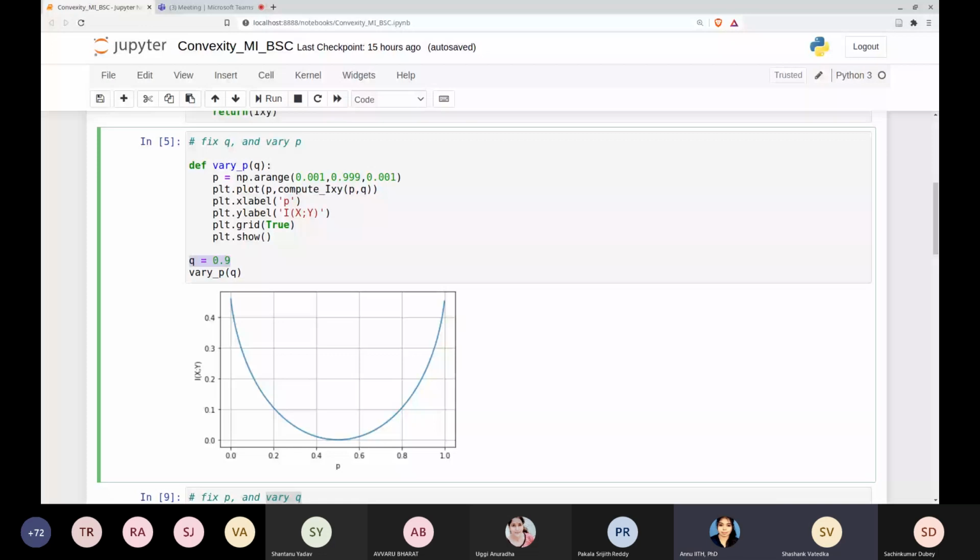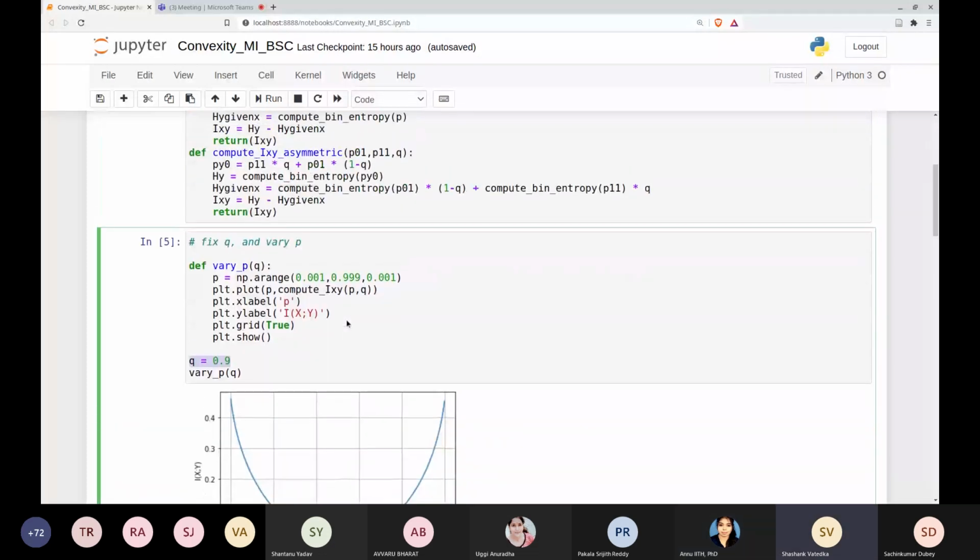Sir, yes, I'm having a doubt. Fix P and vary Q. Just go to that portion, sir. Fix P and the previous one, vary Q. Yes. Okay. P, vary Q.